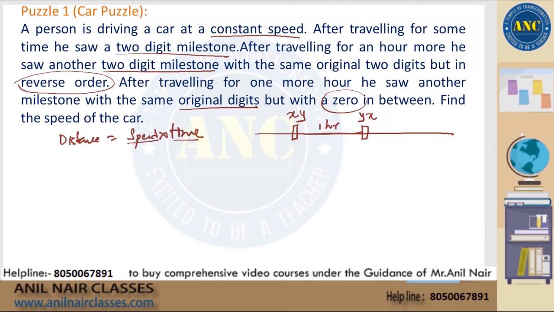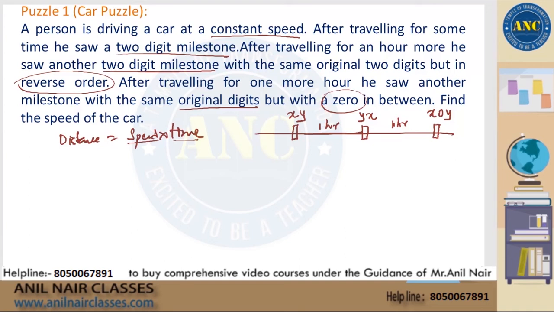After traveling for 1 more hour, he saw another milestone with the same original digits. Okay, he traveled for 1 more hour and he saw another milestone, exactly after 1 hour, with the same original digits, but with a zero in between. That means it's not a 2-digit number, it's a 3-digit number, X, 0 and Y. It's the same 2-digit number, but with 0 in between. Find the speed of the car. So the work that we have is to find the speed of the car.